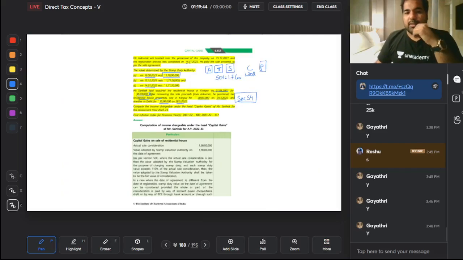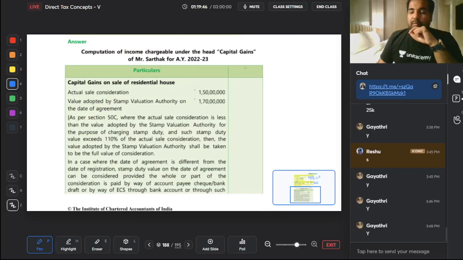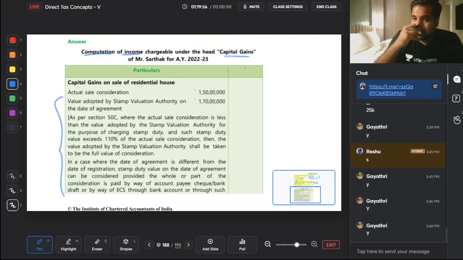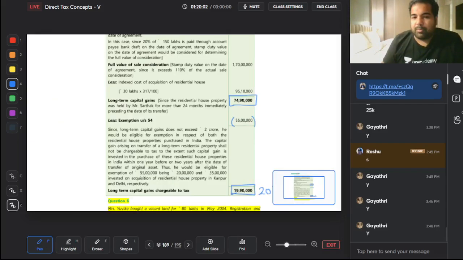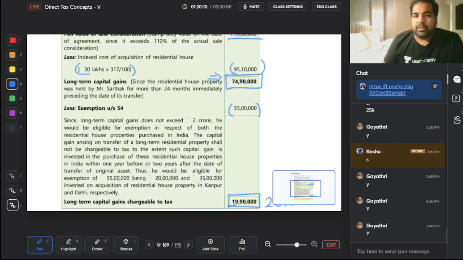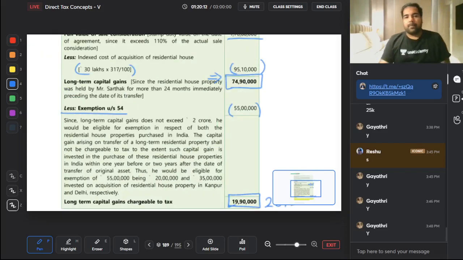So how will you start this? We will do sums when we do exam questions, but this is computation of income chargeable under the head capital gain. All this will come in a working note, because imagine if you write all this in a table, it will look very shabby in the exam. So hence all this will go in a working note. So you will compare 1.5 to 1.7 and you will take 1.7. Then you will minus the indexed cost of acquisition and you will get the capital gain, and then you will get exemption under section 54. Perfect.